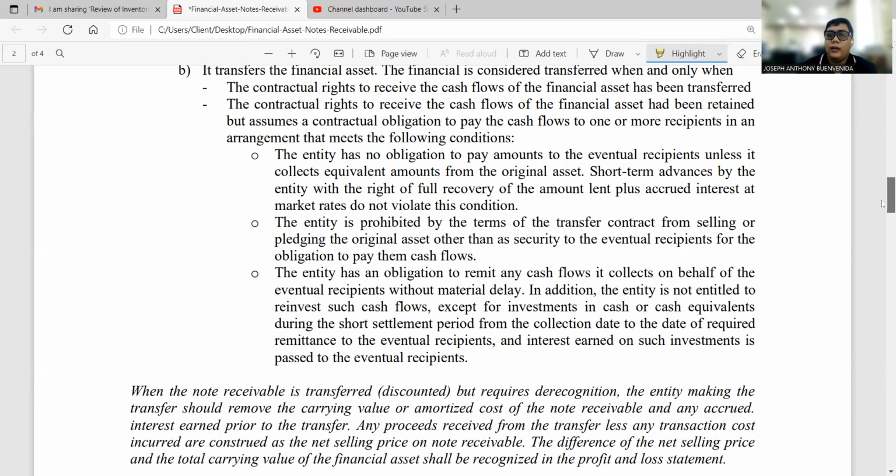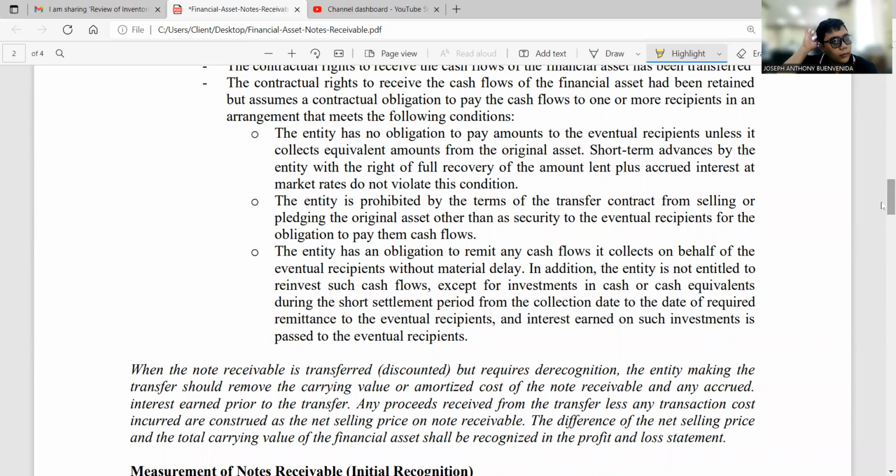So once you have transferred the risks and rewards to a third party or other party, automatically you need to derecognize. That is the most important factor. If you have lost control over that notes receivable, then that's the time you need to derecognize.